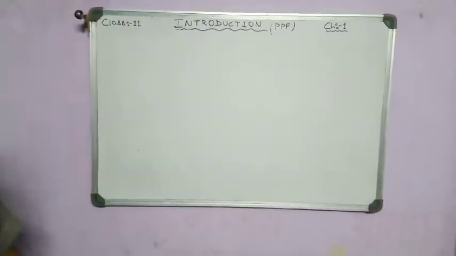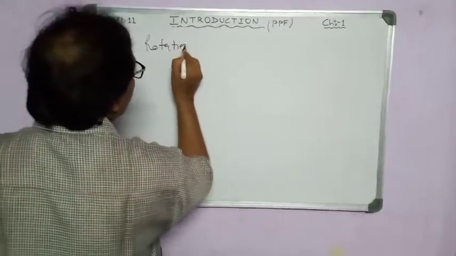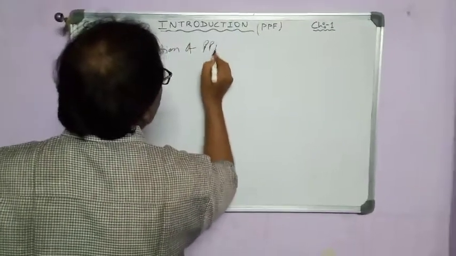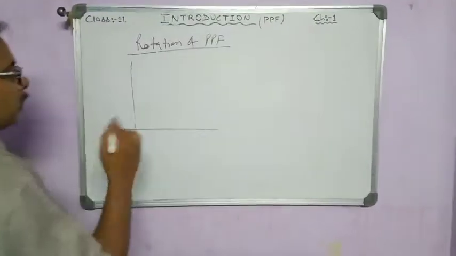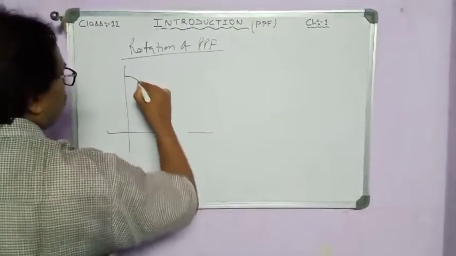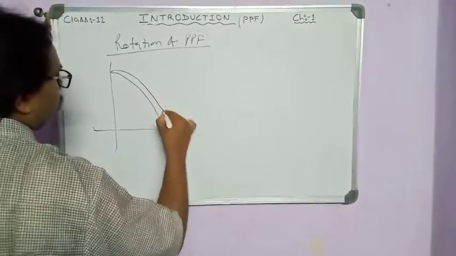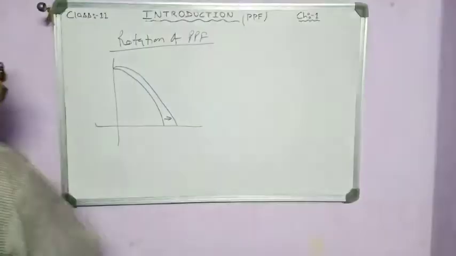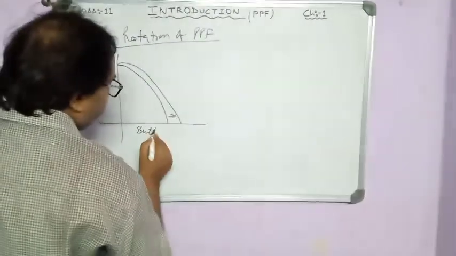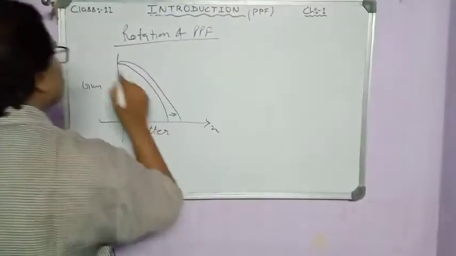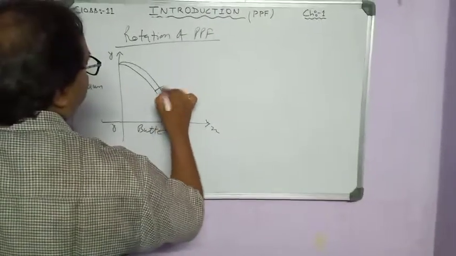Rotation. So what is rotation? Rotation of PPF. When there is no change in both technologies, and there is a change in only one technology, then it is known as rotation. So suppose here is the production of gun, here is the production of butter, this is the x-axis, this is the y-axis, this is the origin, it is the PPF.